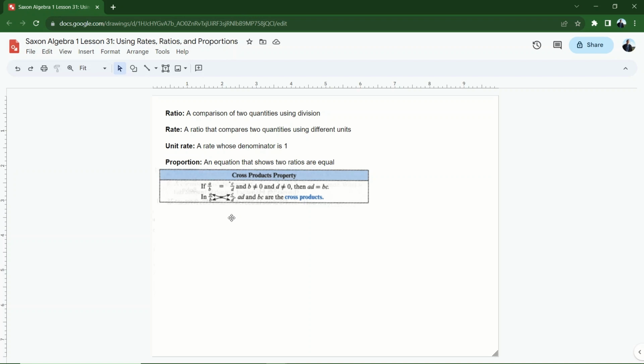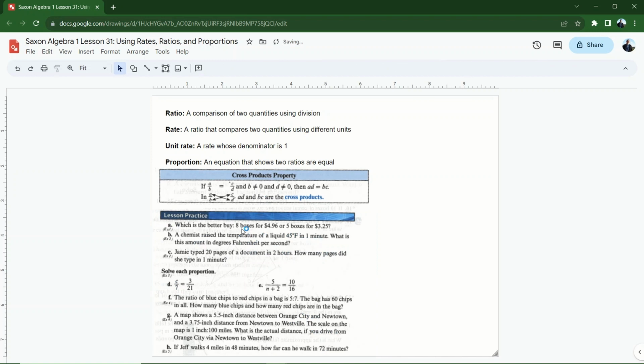Cannot stress that enough. Okay, and then notice we have these qualifiers because the domain of our function can't include anything being divided by 0. So b can't equal 0, d can't equal 0. If I have a over b equals c over d, and b and d are not equal to 0, I can solve this by cross multiplying. This is the cross products property. AD equals BC. And then AD and BC are called cross products. All right, we'll get to a problem we can use that for in just a bit.